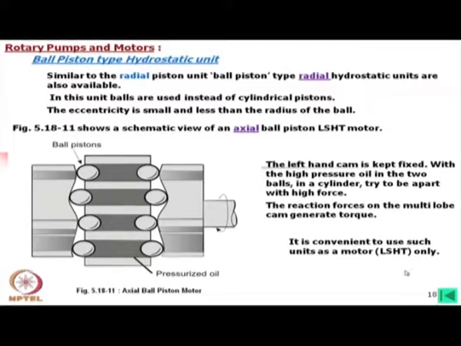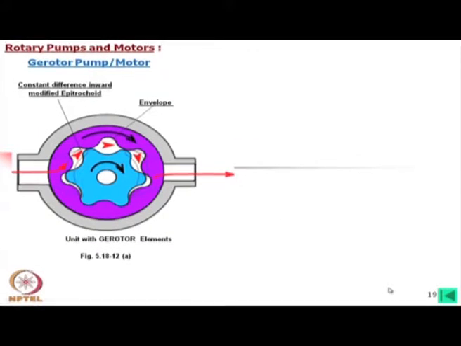So, this is convenient to use as a low speed high torque hydraulic motor, but it has poor leakage characteristics. Now, regarding another type of pump, I have already discussed the vane pump, the ordinary type gear pump and the cylindrical piston pump. But there is another type of gear pump where instead of involute teeth, we use cycloidal teeth.